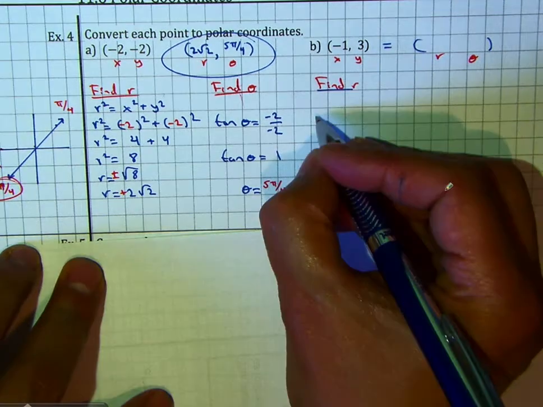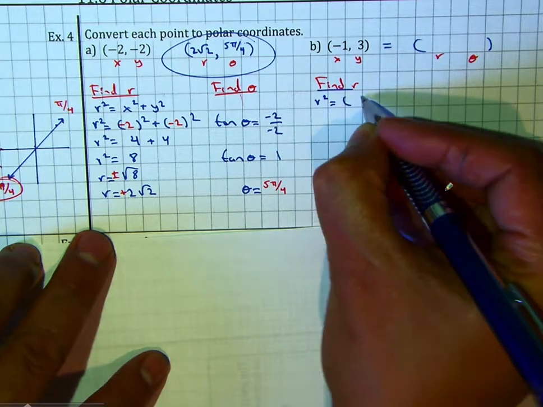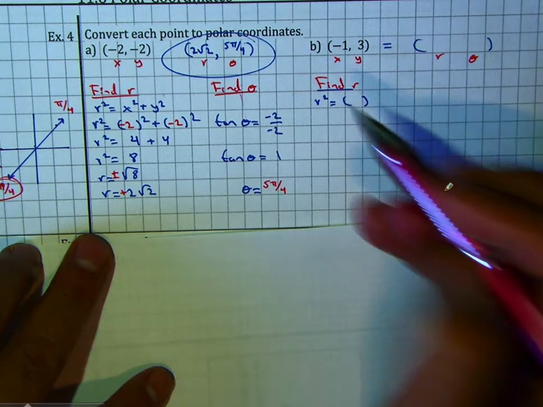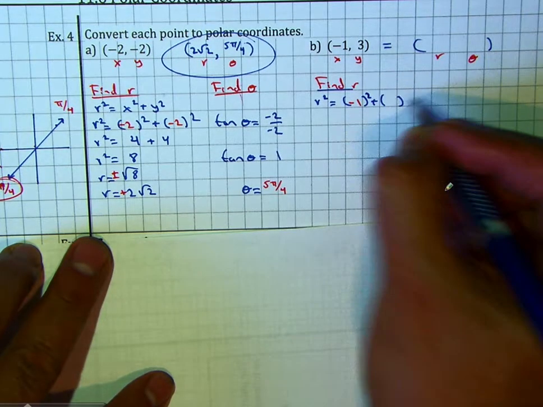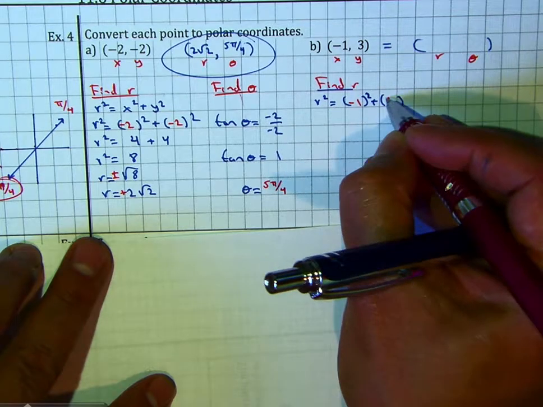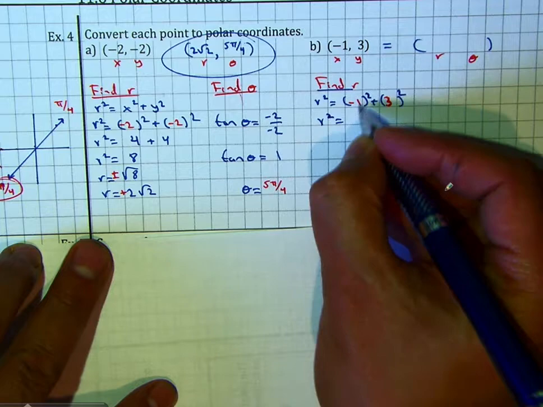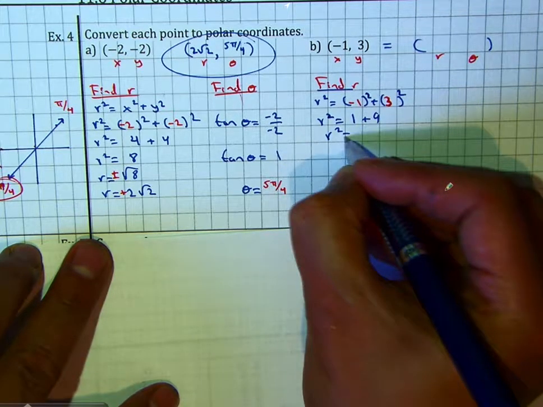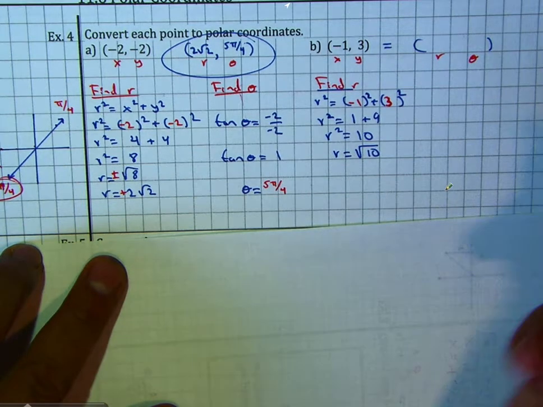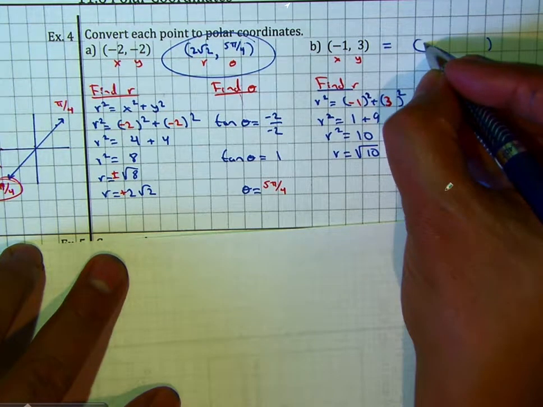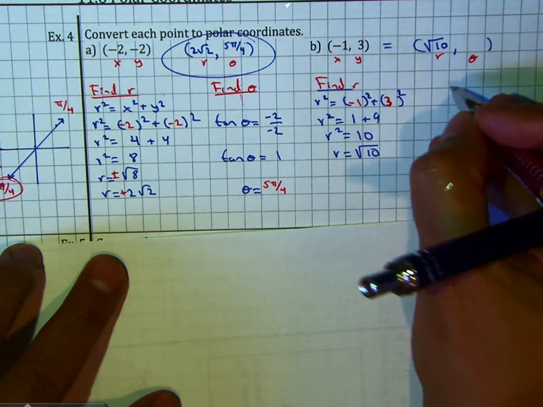So to find r, it will be x squared plus y squared. So it'll be negative 1 squared plus 3 squared, which is 1 plus 9, r squared equals 10, r equals the square root of 10. We can convert it to a decimal, but in this case we want an exact answer, so it'll be square root of 10.